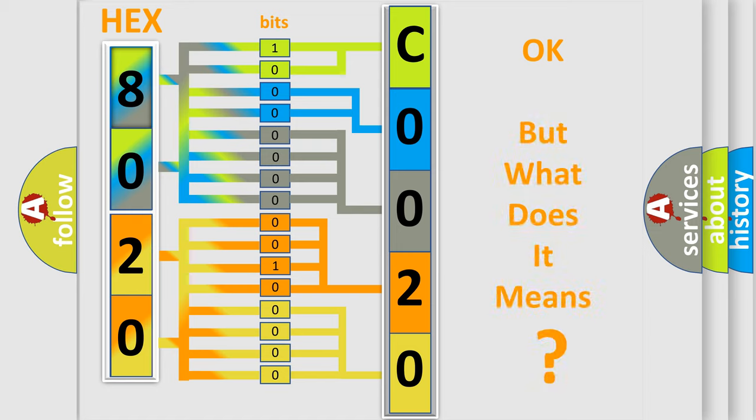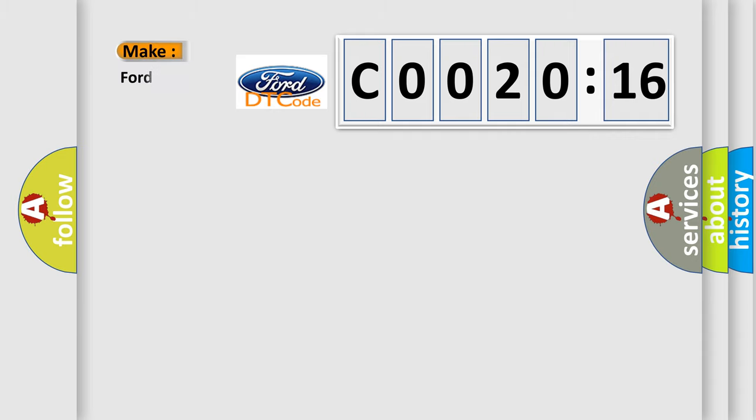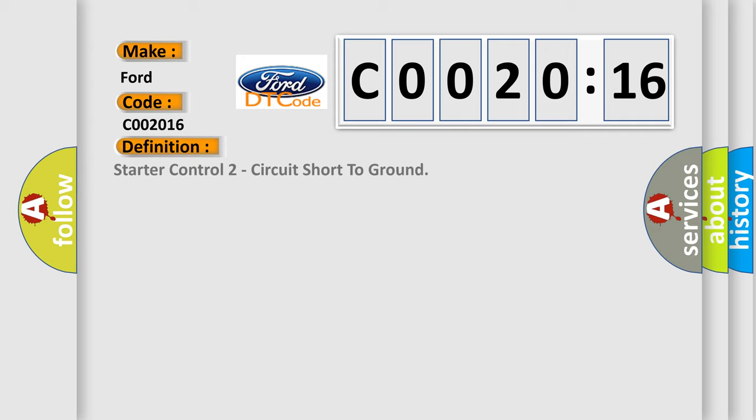The number itself does not make sense to us if we cannot assign information to what it actually expresses. So, what does the Diagnostic Trouble Code C0020-16 interpret specifically for Infiniti car manufacturers? The basic definition is starter control 2 circuit short to ground.